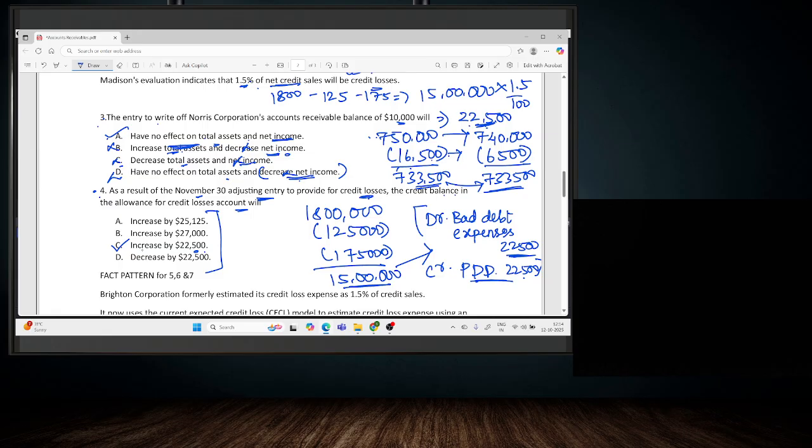Now let me change the question. Instead of "by", let's replace it with: it will increase to how many rupees? None of these options will be there. We already have how much? 6,500. On top of the 6,500, we are adding another 22,500. So totally it will increase to 22,500 plus 6,500, which is 29,000. So this 29,000 is nothing but the closing balance of the provision for doubtful debts account. I hope it is clear.